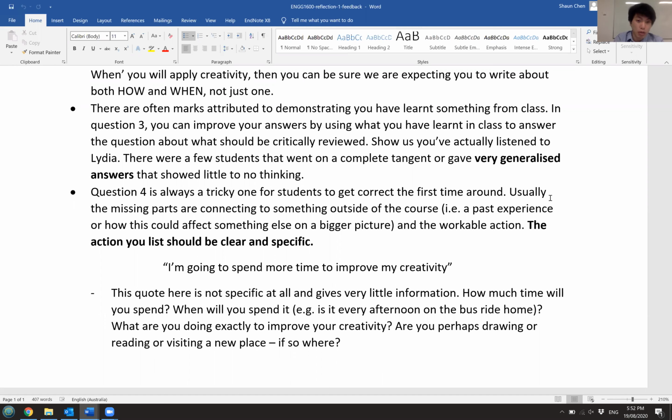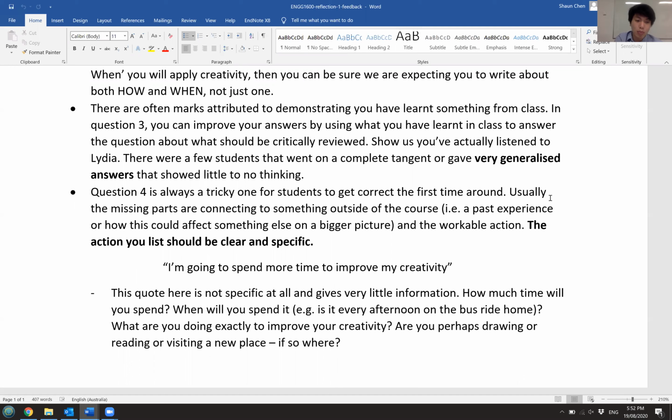So, you know, maybe you're going to an art show in the future, or maybe when you were young, you were asked to do an art piece and you won an art competition. Therefore, you're really creative. Something that shows us you actually thinking about what you're talking about, not just the general expression. And the last one there is the workable action. That's that very last criteria, and that's always a bit of a hit and miss for a lot of students.